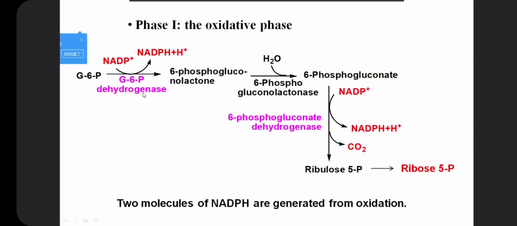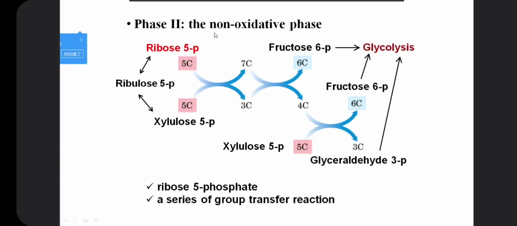dehydrogenase. We also call it G6PD. And this enzyme, you should remember, is a key enzyme involved in the pentose phosphate pathway. Here you should notice that during the first phase, NADPH can be generated, right? And then ribose 5-phosphate, these two important molecules, can be generated from the oxidative phase. Okay, and then next, the second phase is a reversible non-oxidative phase.